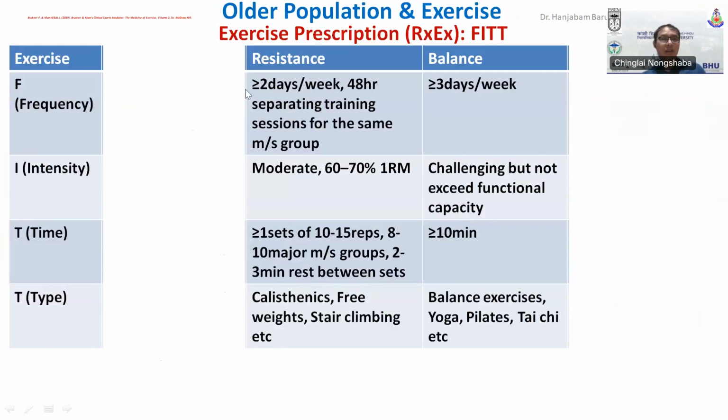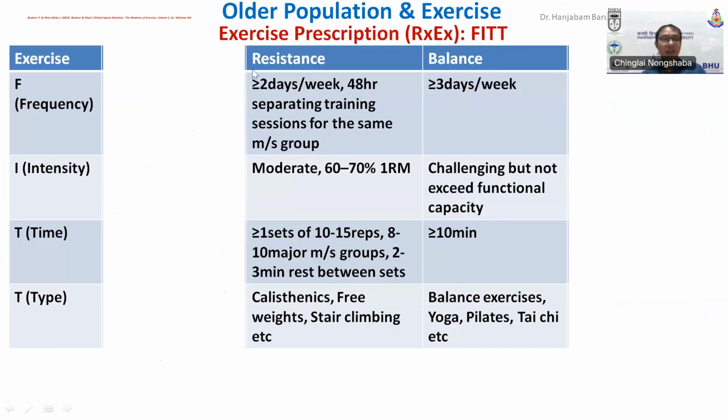For example, resistance and balance exercise frequency can be equal to or more than 2 days per week, with a 2-day or 48-hour gap between training sessions for the same muscle group. For balance, at least 3 days per week. Intensity can be 60 to 70% of one RM, which is moderate intensity. You can aim for higher also. But for balancing, it has to be challenging, but not exceed the functional capacity.